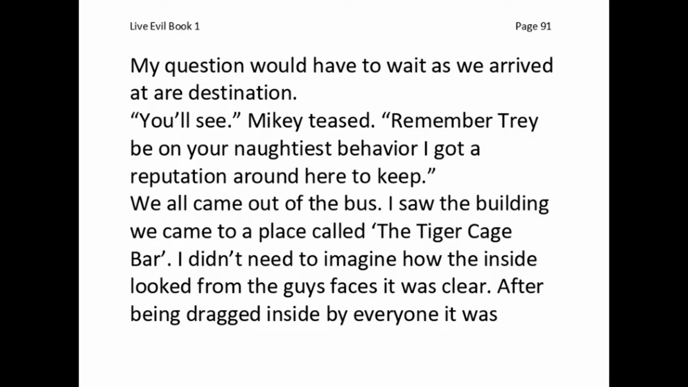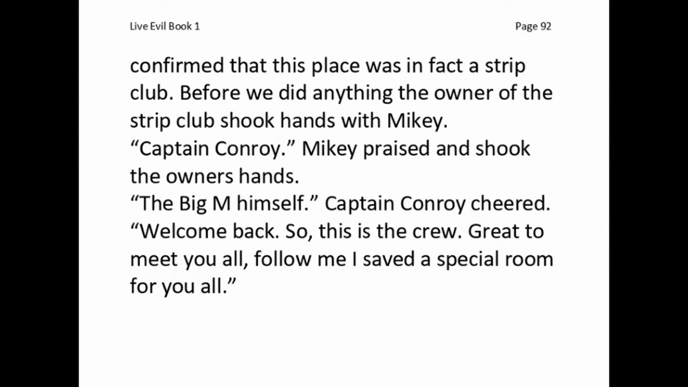I saw the building we came to, a place called the Tiger Cage Bar. I didn't need to imagine how the inside looked. From the guys' faces, it was clear. After being dragged inside by everyone, it was confirmed that this place was in fact a strip club.